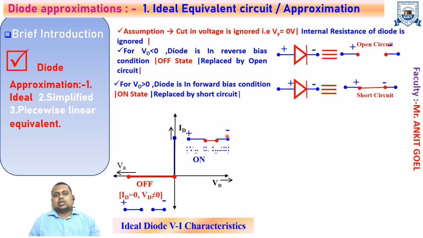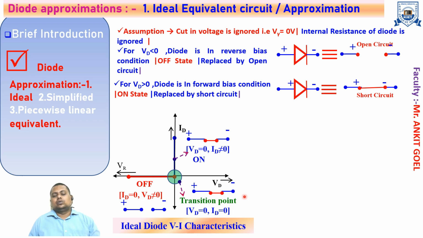In the short circuit, you can see that the voltage is surely zero, but the current need not be zero. But there is one point denoted here as a transition point at which the voltage is zero and the current is zero, which is a hypothetical point, because both situations cannot occur at the same time. No circuit can be a short circuit and an open circuit at a time. This transition state concept will be used when we study the clipper concept. So this is about the ideal approximation.